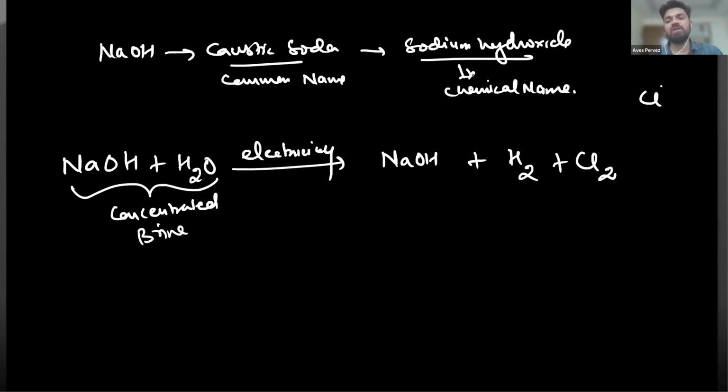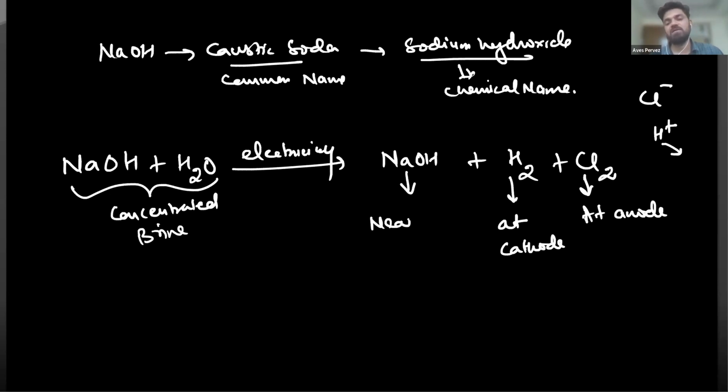Chlorine is negatively charged, Cl minus, so it will form at the anode. Negative ions, anions, go to the positive rod, so the anode is positive. Hydrogen is positively charged, so it will go to the cathode. The cathode is negatively charged. And NaOH will form near the cathode.